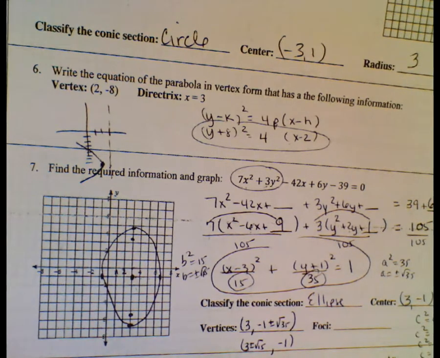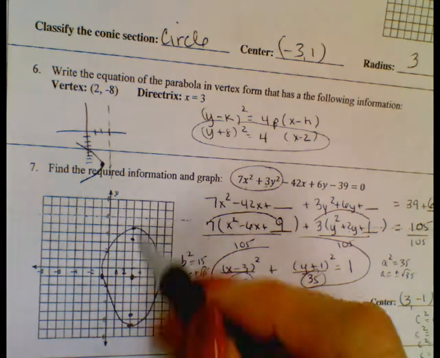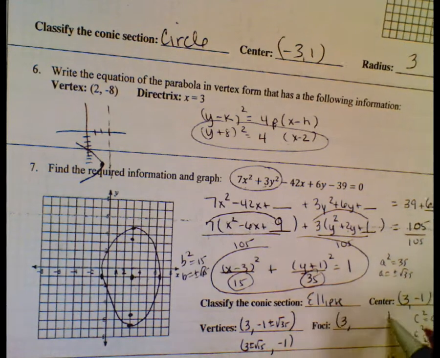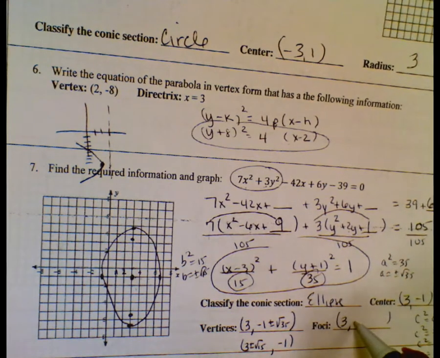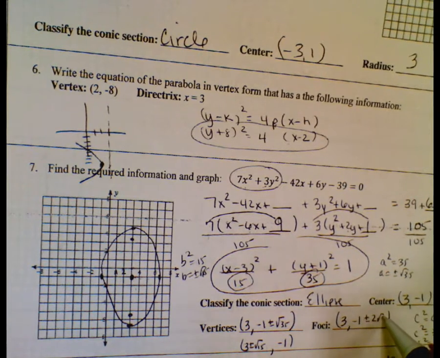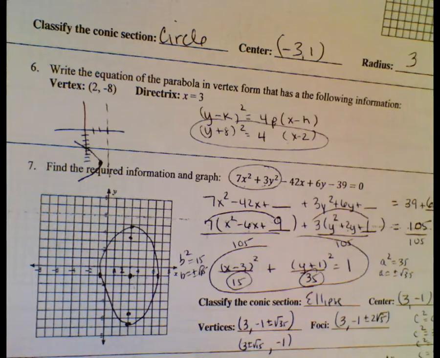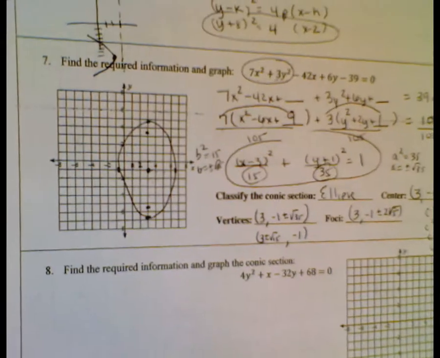And how do you say them? They're on the same line as the x of the center. So that part's going to stay the same. It's the y coordinate that's different. So it's -1 plus or minus 2 square root of 5. So those are not beautiful. I apologize.